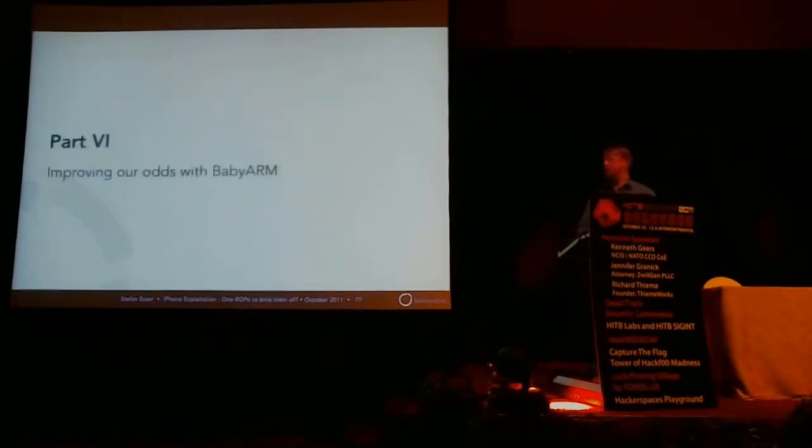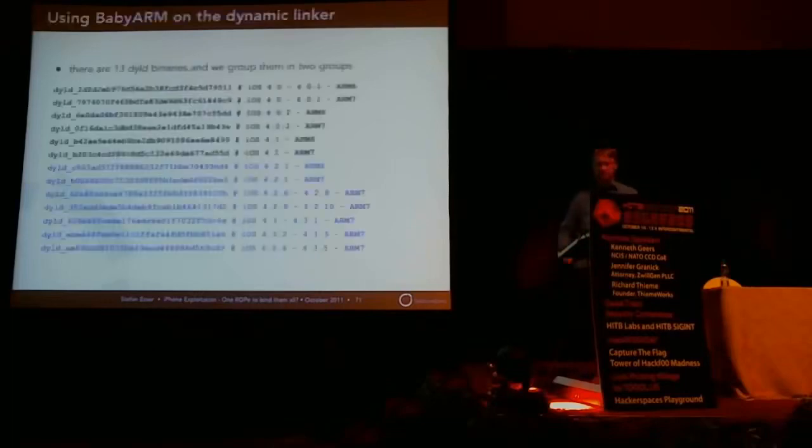So now the question is, how can we use that to improve our odds? Remember, I told you there are 13 different dynamic linker binaries. What I did is download all the firmwares, extract all the dynamic linker binaries, and rename them to dild underscore and the MD5 hash of the binary. Then you get this table of things, and all my tools now work on this table.